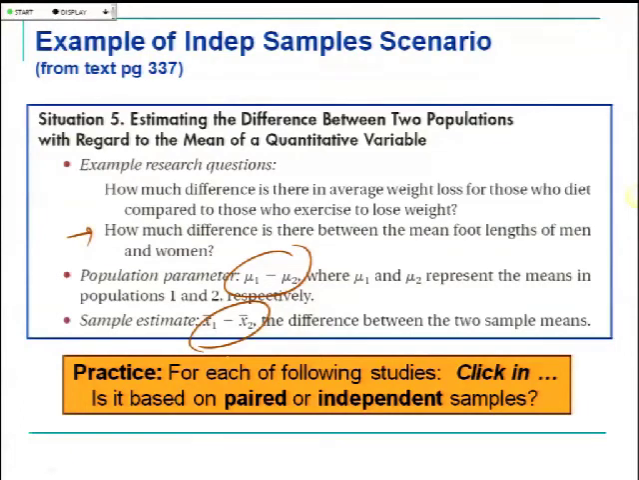We use X bar to estimate mu. We use D bar to estimate mu D. We'll use two sample means and their difference to estimate the two population means and their difference. So what I have are 3 slides that are not in your notes coming up.